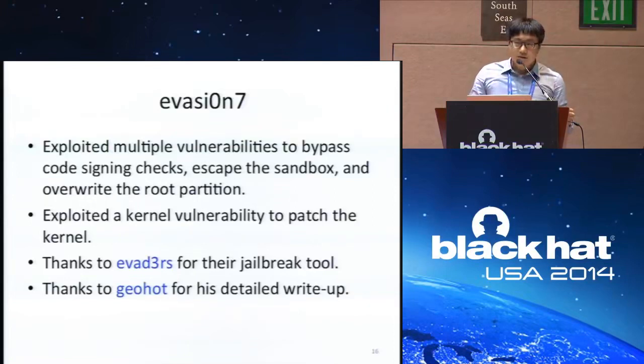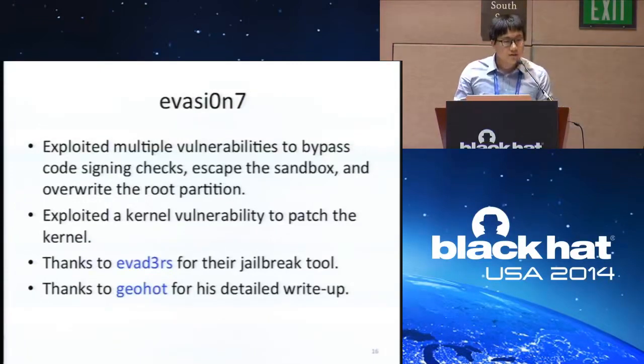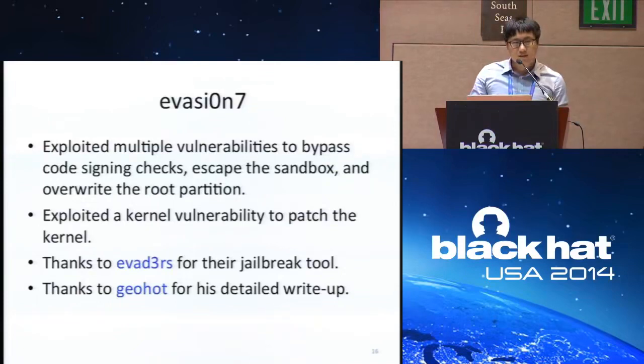As we talked about each step of the general ways of getting a jailbreak, Evasion 7 goes through each step: bypassing the codesign check, escaping the sandbox, and overwriting the root partition. Before getting into the details, we thank the evaders for releasing their jailbreak tool to let us study their exploit, and we really thank GeoHot for his detailed write-up.